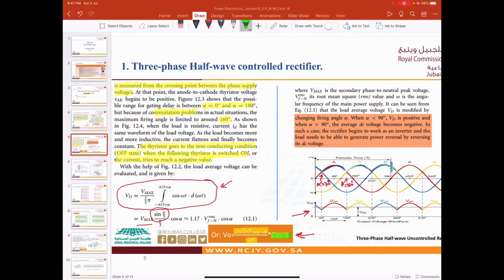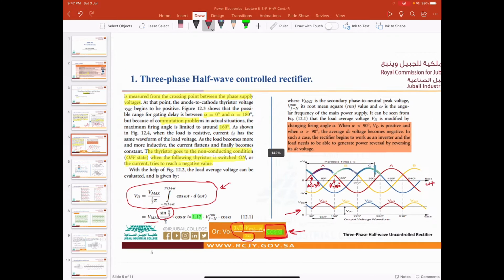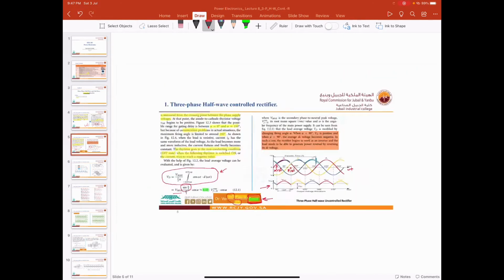Okay, so basically it is the same thing here. If you get this value, it is the same as the formula here: 3 multiplied by root 3, divided by 2 pi. The only difference between the three-phase uncontrolled and the controlled rectifier is multiplying by cosine alpha. This is the only difference between them. Okay, now let's go to the next slide.